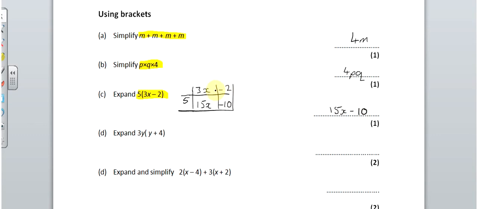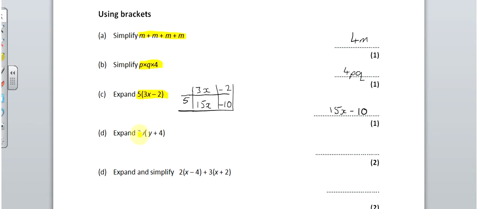Don't get confused by this minus sign. Don't sit there thinking it's a takeaway. I've got to do 5 takeaway 2, which is 3. This is a takeaway sign and a minus sign. They're the same thing, and a negative sign. So 5 times this is 5 times negative 2.